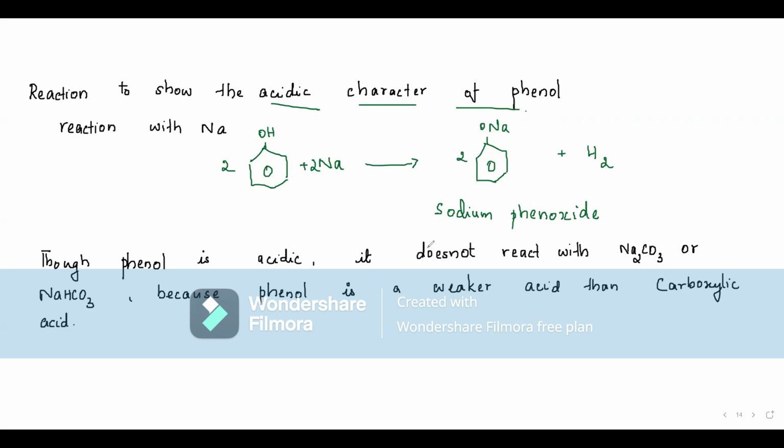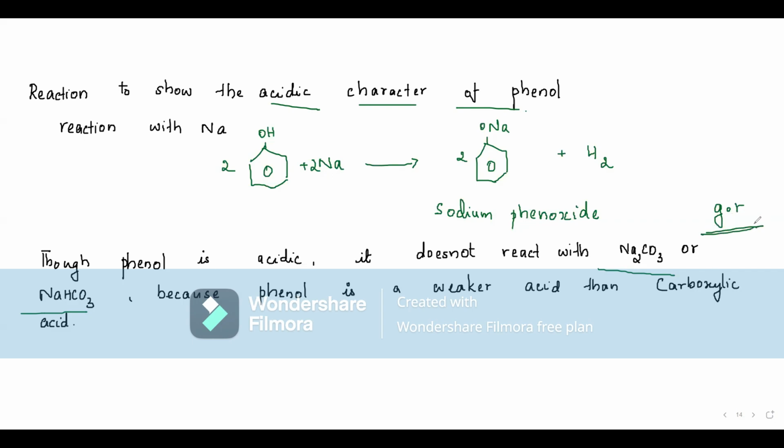This reaction proves that phenol is acidic. However, phenol has no reaction with sodium carbonate or with sodium bicarbonate. If a compound is called acidic, then it should react even with sodium carbonate or sodium bicarbonate. But phenol, though it is acidic, has no reaction with them.